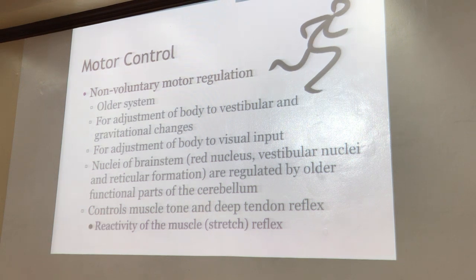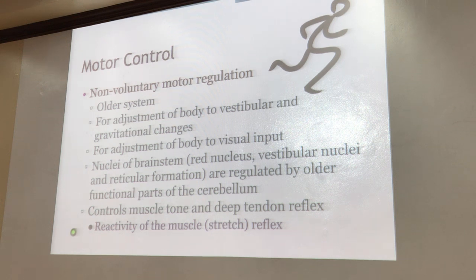Now, yung non-voluntary adjustments, it would involve, again, the older system, adjustment of the body for visual input, for any gravitational changes, etc. Okay? So here, meron din siya yung control of muscle tone and the deep tendon reflexes. So these ones would involve the stretch reflex that we studied before. Okay?